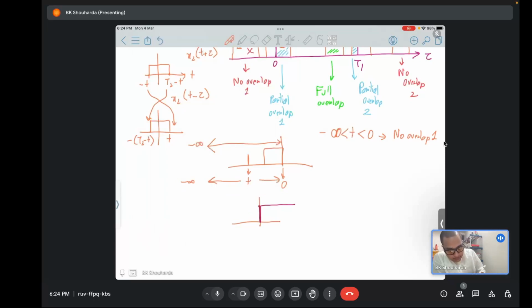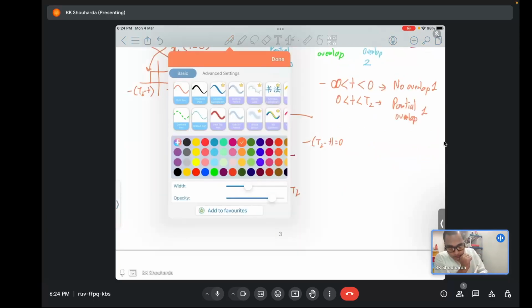So partial overlap starts from t equal to 0, that is here it just starts partial overlap, and here it ends partial overlap. How does it end? So this is minus of t2 minus t is 0. What does it mean? This means t is t2. So from 0 till t less than t2, it's partial overlap 1.